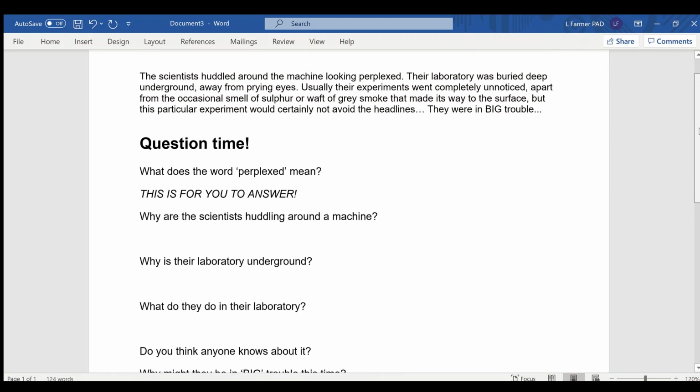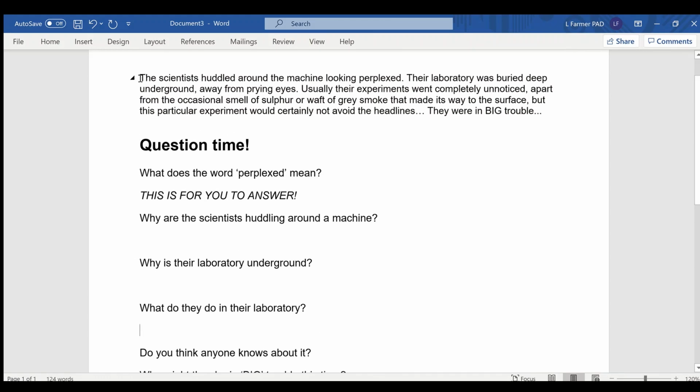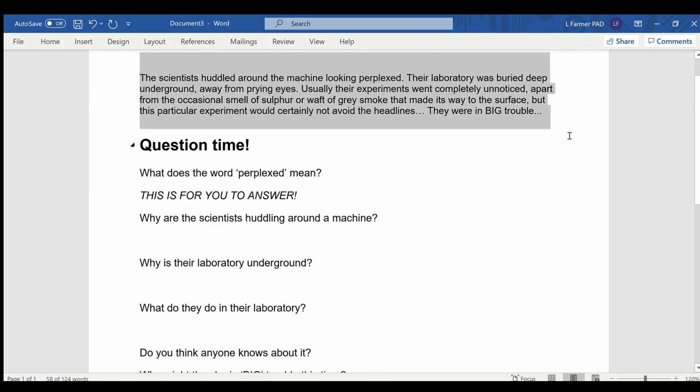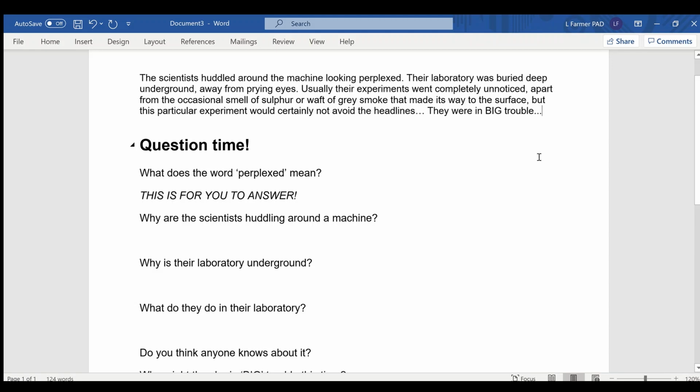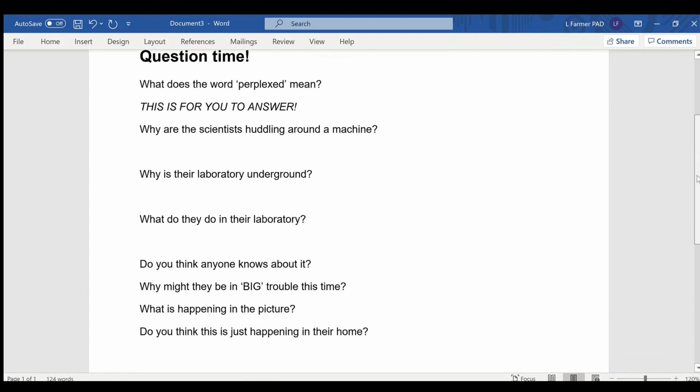Do you think anyone knows about it? Well, is there a hint in this opening story starter that gives a clue? Do you think people knew about it? What does this sentence here say? Okay, again, write your answer in full sentences.